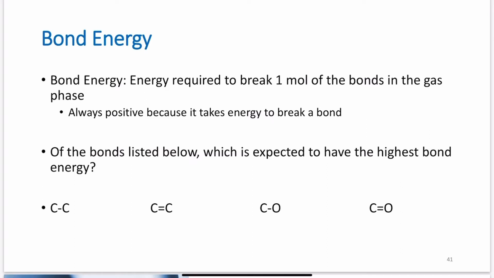It is always positive. It's a positive value because it takes energy to break a bond. Remember, breaking a bond is endothermic.